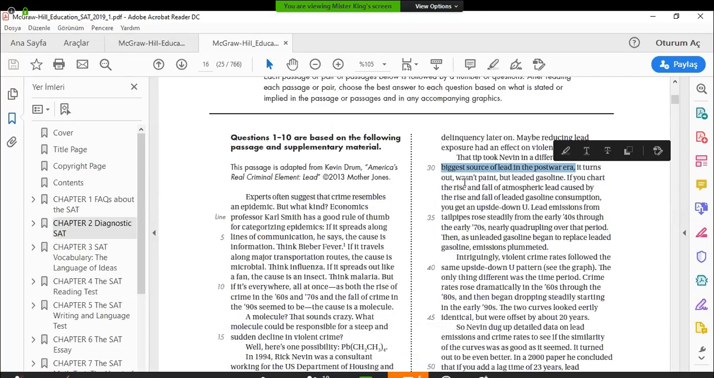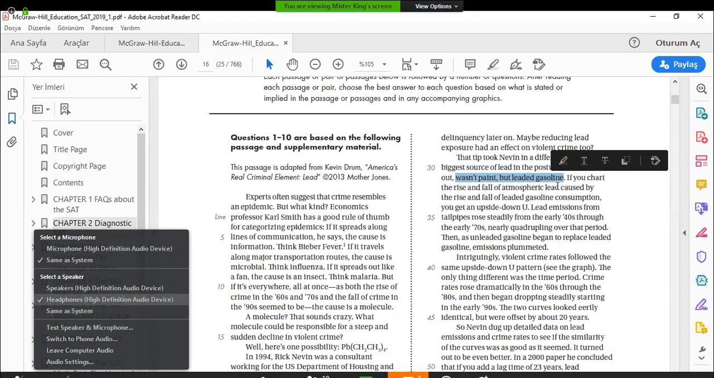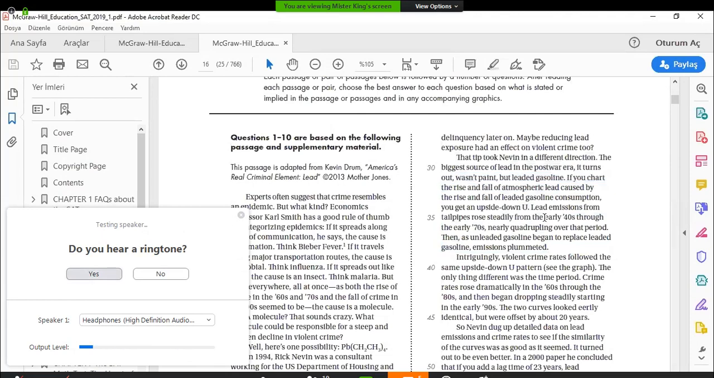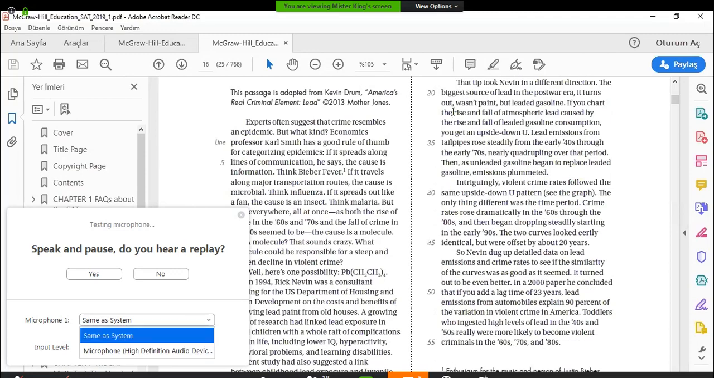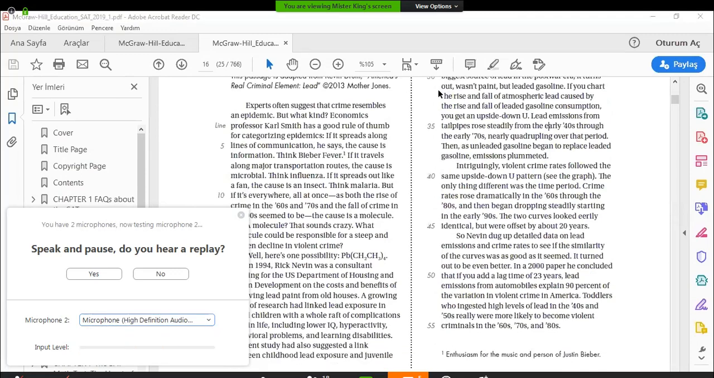Sir, I think it's talking about the increase and decrease of the lead. Yes, I think. So first, leading, this is the key part, and secondly, this one: not paint but leaded gasoline. And in the rest of the paragraph, it gives us statistical detail. The main idea is given here. Okay, so I think it's not that difficult to understand. Let's continue with the following paragraph.